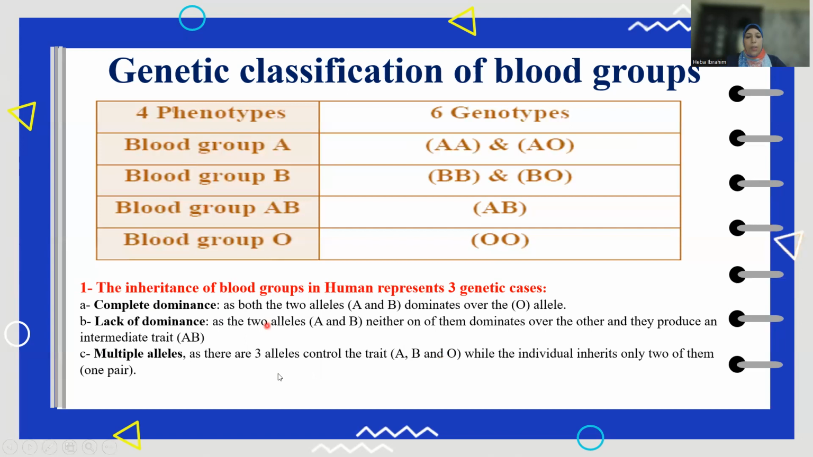So, according to these different genetic cases, we have 4 phenotypes for blood groups and 6 genotypes. For blood group A, we have 2 genotypes, AA and AO. For blood group B, we have 2 genotypes, BB and BO. For blood group AB, it's only 1 genotype. For blood group O, OO, it's only 1 genotype. This is the genetic classification of blood groups.